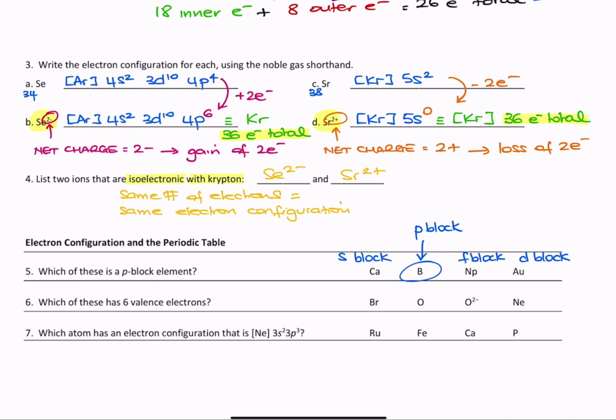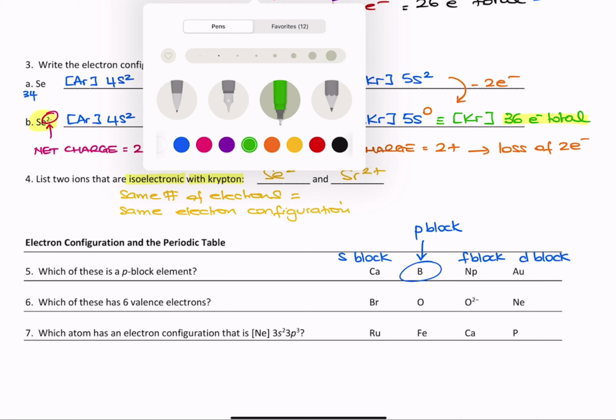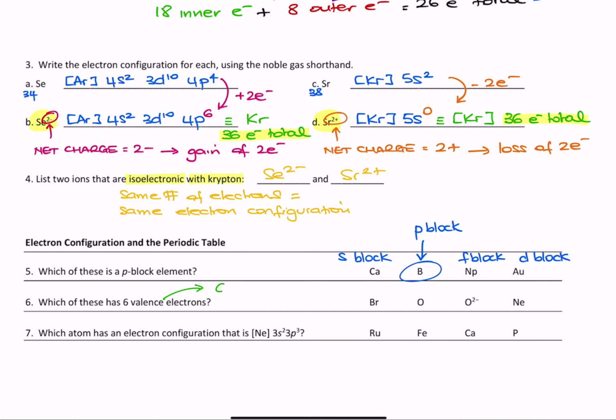Which of these has 6 valence electrons? To have 6 valence electrons, you need to belong to group 6A, or you need to have gained or lost electrons and be an ion in order to have fewer or more electrons. Bromine belongs to group 7A, so bromine has 7 valence electrons. Oxygen belongs to group 6A, so it has 6 valence electrons. The oxide ion carries a net charge of 2-, so it has 6 + 2, 8 valence electrons. And neon belongs to the noble gas group, meaning that it has 8 valence electrons as well. So the correct answer is oxygen.